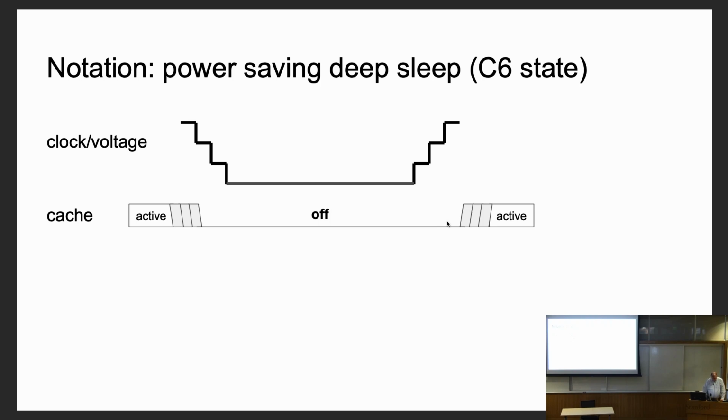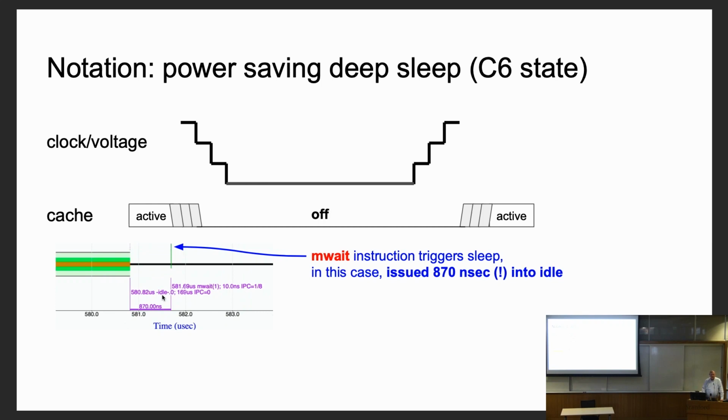This is Intel x86, Intel and AMD, 64-bit. There's an M-wait instruction that gives a hint to the processor. It says, oh, you could go into C6 deep sleep now. Okay. In this trace, this M-wait was issued 800-odd nanoseconds after entering idle. The idle loop actually loops for a little while and it says, oh, it's time to do an M-wait, and shuts down the CPU core, 870 nanoseconds.